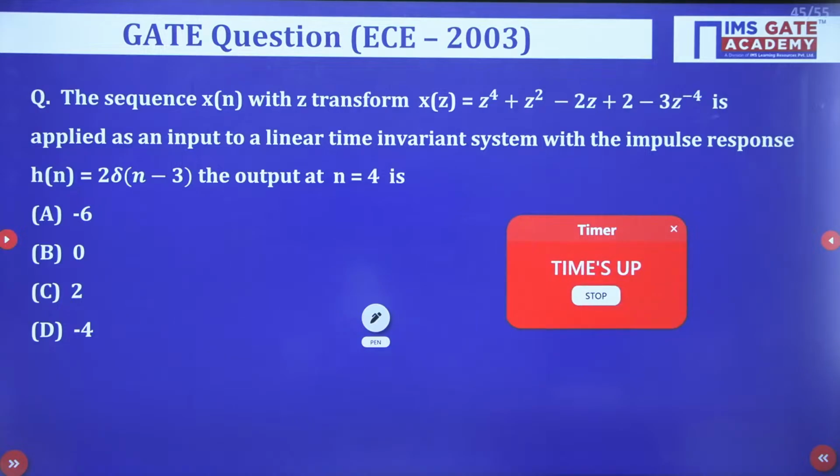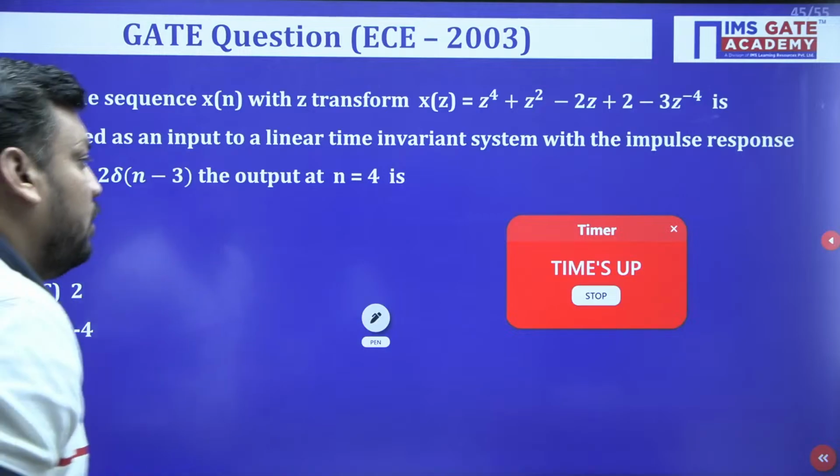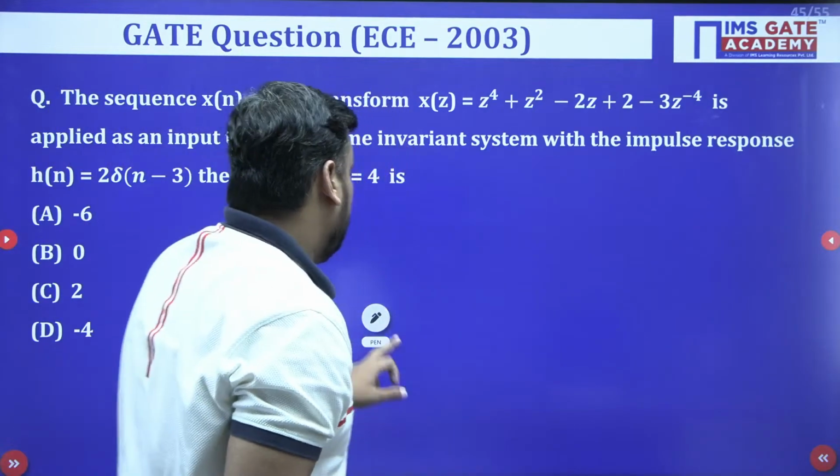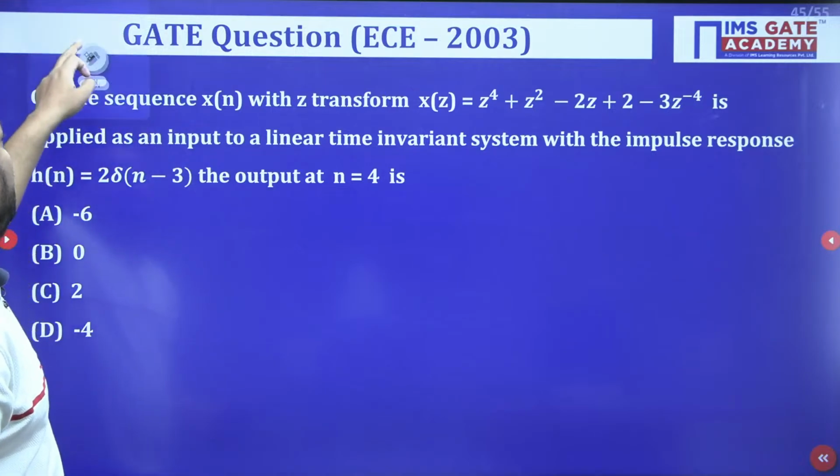Students, time is over. Try to solve this question. I am giving you another 20 seconds. Try to attempt this question fast. It is an easy question. Only 40 seconds are sufficient to solve this question. If you actually attempt, you will for sure get the answer. I need your true attempt, guys. Attempt it sincerely.